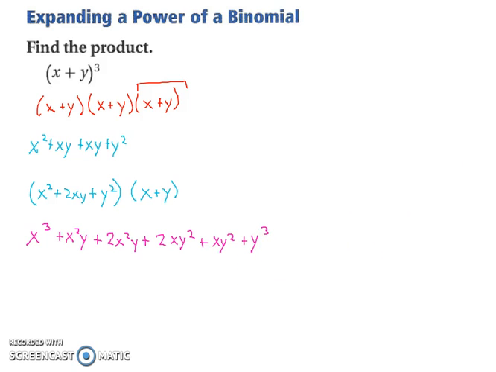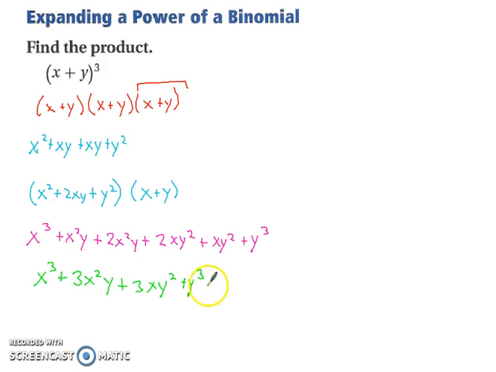And last but not least, combine like terms. So we're left with x to the third plus x squared y, and then we have a 2x squared y, so we've got 3x squared y, and now we have a 3xy squared, and our last one would be plus y to the third.